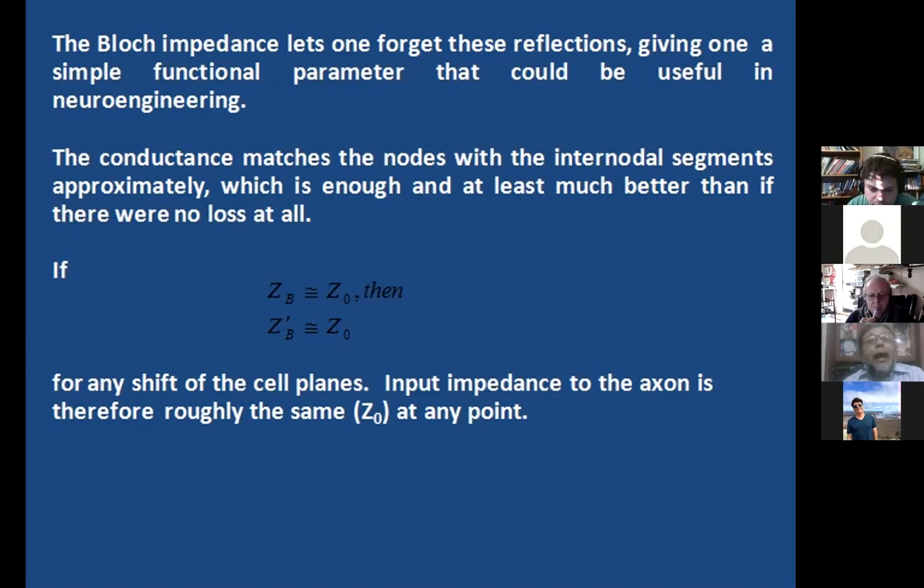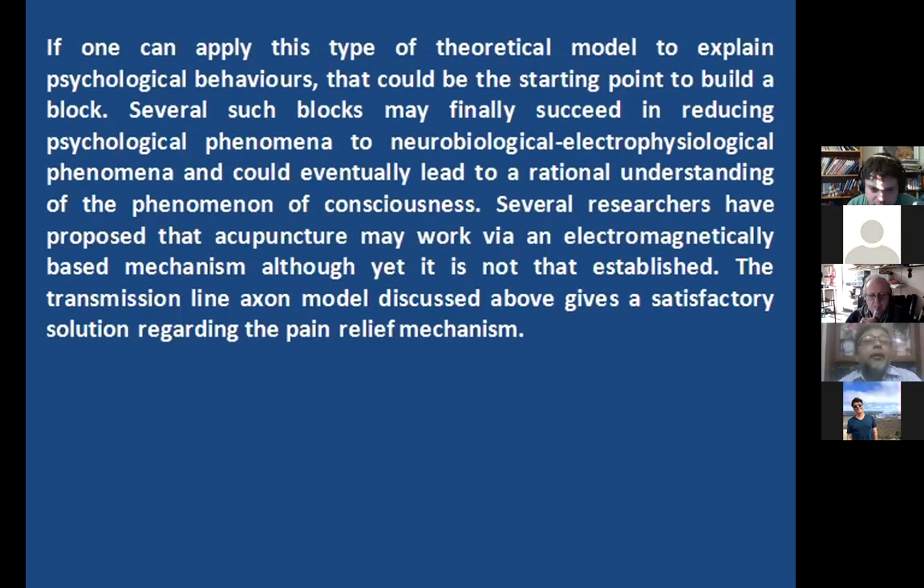So if we can apply this type of theoretical model to explain psychological behavior, that could be the starting point to build a block. Several such blocks may finally succeed in reducing psychological phenomena to neurobiological electrophysiological phenomena and could eventually lead to a rational understanding of the phenomenon of consciousness.